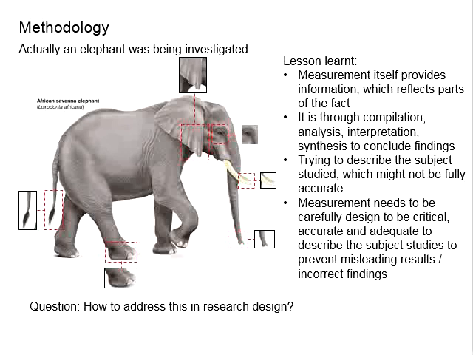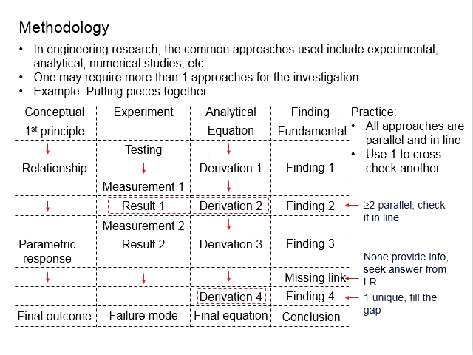Therefore, you need to carefully design your research to be critical, accurate, and acquire adequate information for you to describe the subjects that you are studying in order to minimize misunderstanding of the actual situations. Knowing these limitations, you might want to ask, how can you realize this in your research design? In these videos, I'm going to introduce you a bit on example methods trying to overcome these limitations.